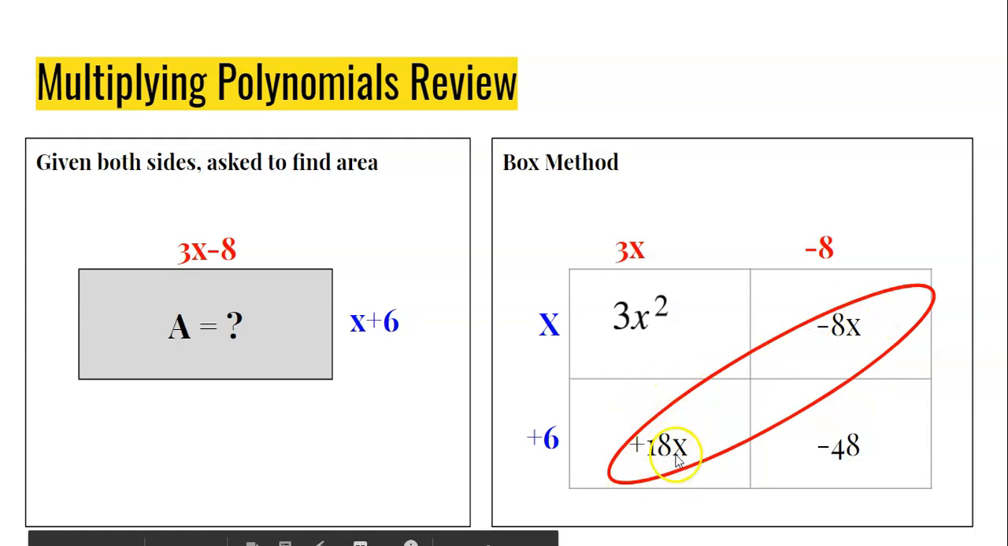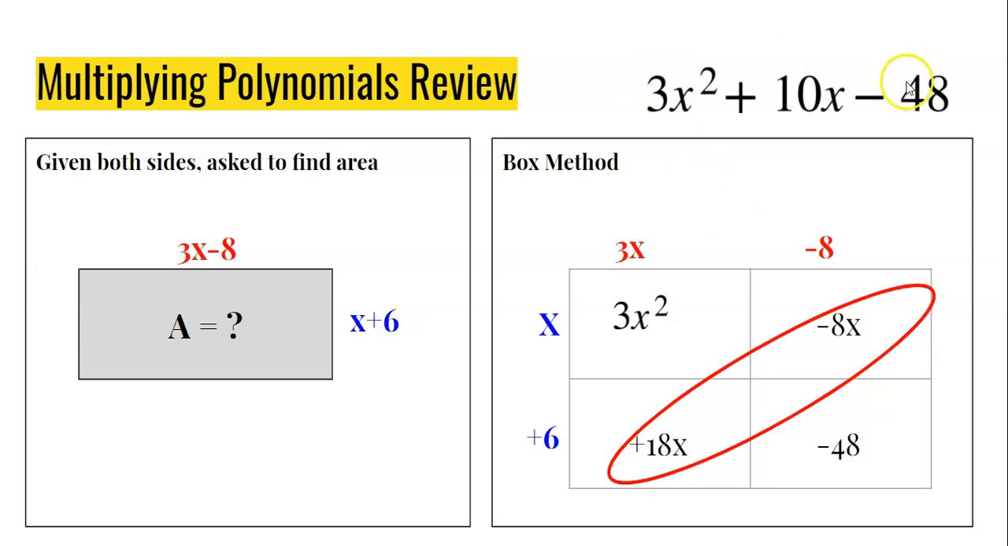So notice this one has an x, this has an x. So you'll do 18x minus 8x. So 18 minus 8 is 10. So when we write our answer, as a reminder, the first term never changes. So you're going to have 3x squared. The last term never changes. So you're going to have negative 48. And 18x minus 8x is 10x.